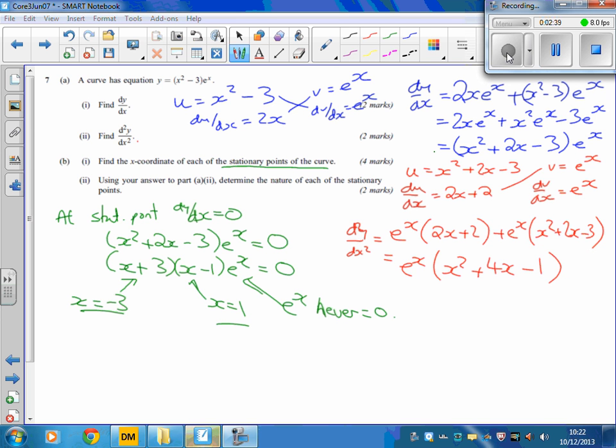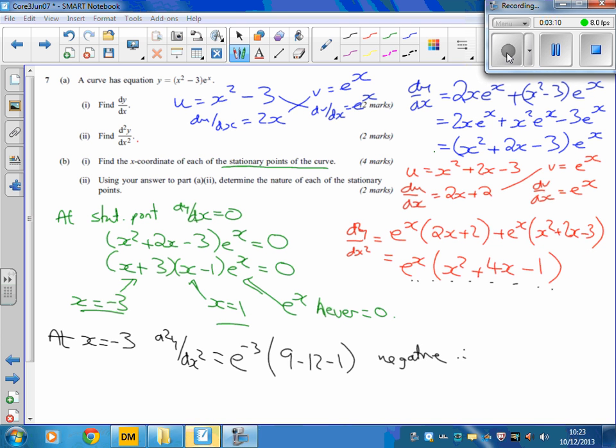And finally then, determine the nature of each of the stationary points. So to find the nature, we want to drop them into the d2y equation. d2y by dx squared, we're putting in a minus 3 in here, sticking a minus 3 into all of this. We've got e to the minus 3, that's still positive, isn't it? Minus 3, then we've got 9, take away 12, take away 1. And that's going to be negative, isn't it? So it's negative, therefore it's a maximum.